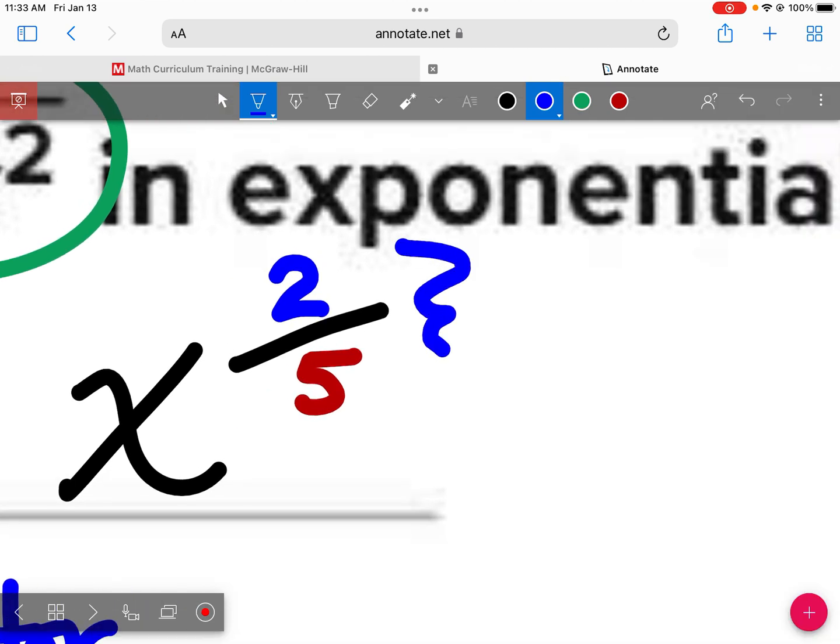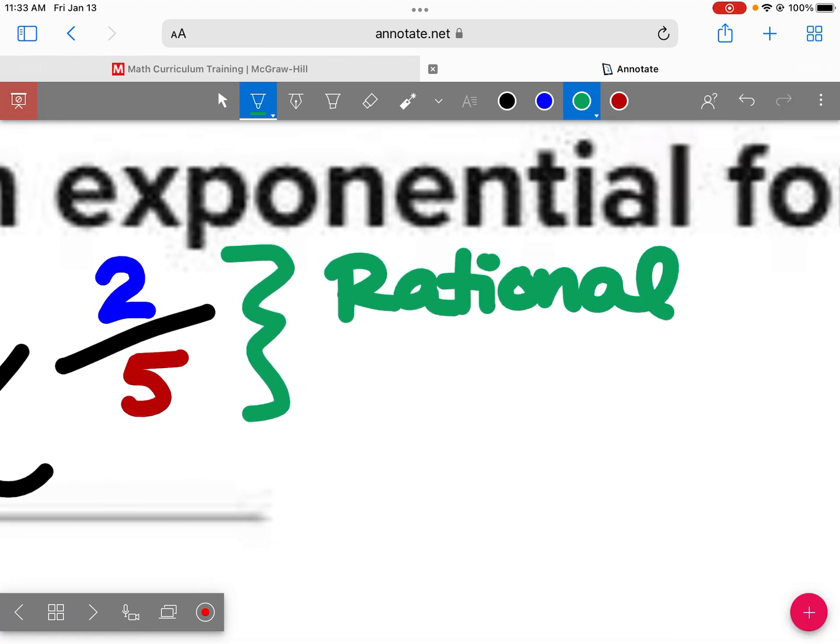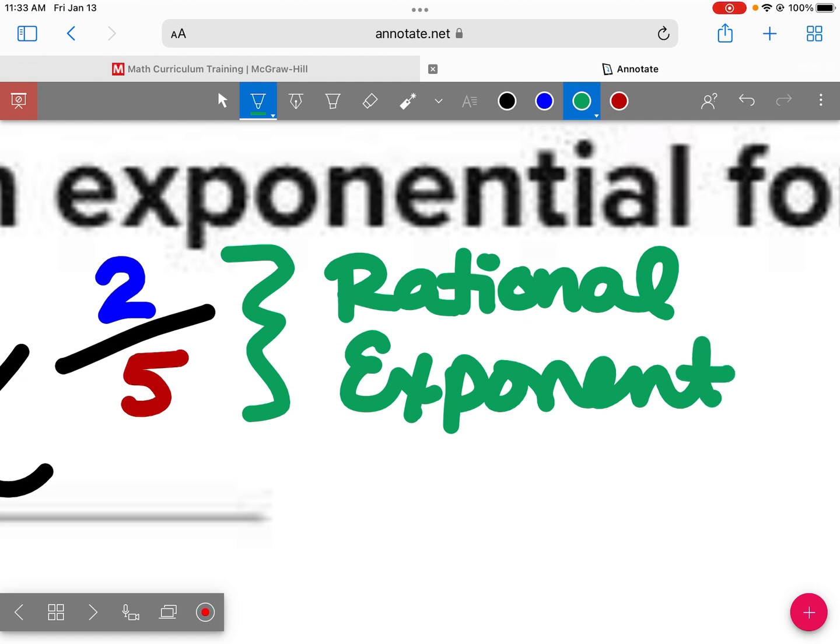And again, this right here is called a rational exponent. When my exponent is written as a fraction, it is called a rational exponent. Let's look at another example. You guys are going to need to flip the page for me to 318.